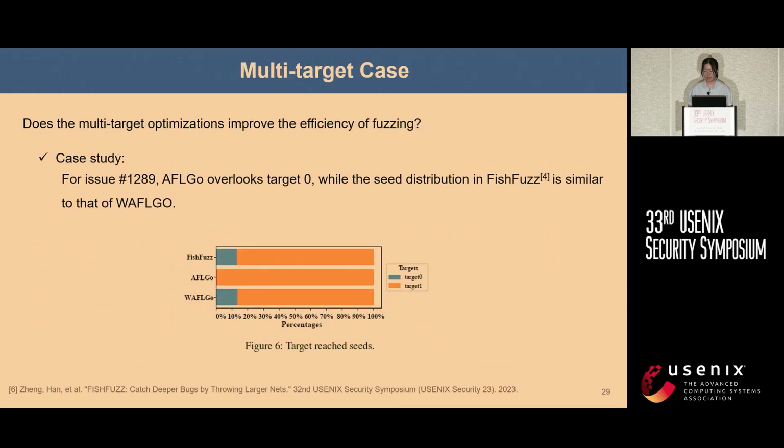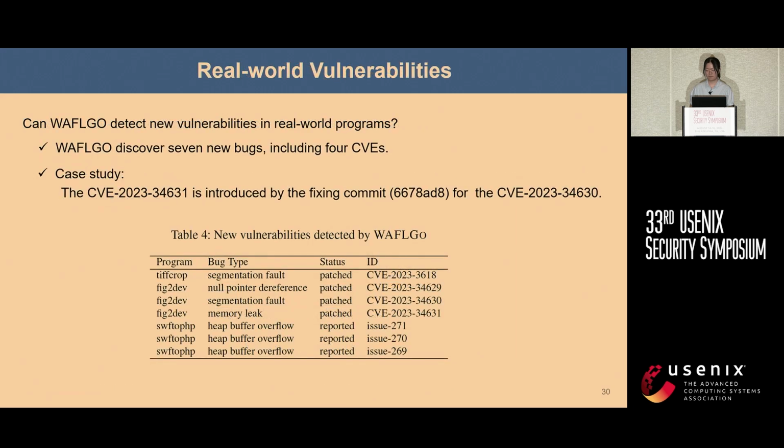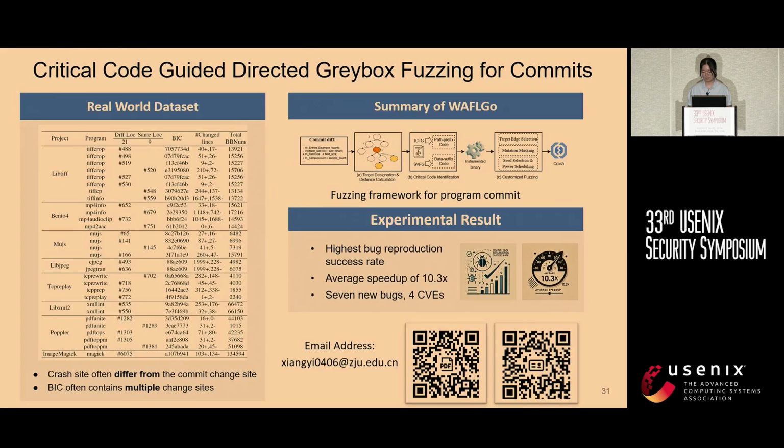As for the multi-target optimizations, compared to FishFuzz, a fuzzer designed for multi-target scenarios, we find the seed distribution of AlphaGo and FishFuzz is similar, while the baseline AlphaGo neglects target 0 and thus fails to reproduce the bug. For real-world use, AlphaGo discovered 7 new bugs, including 4 CVEs. That is all of my presentation.